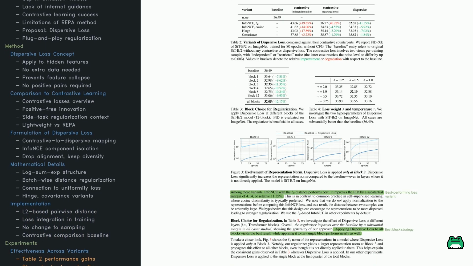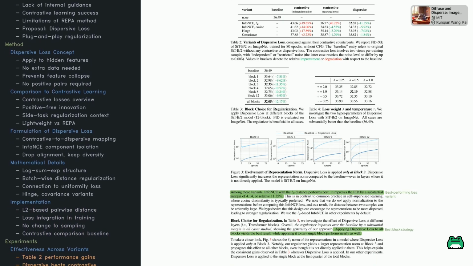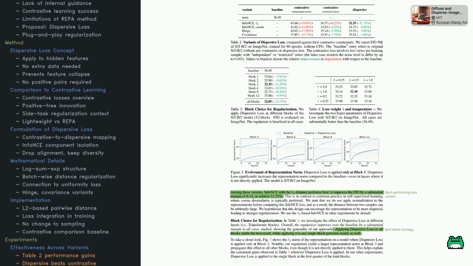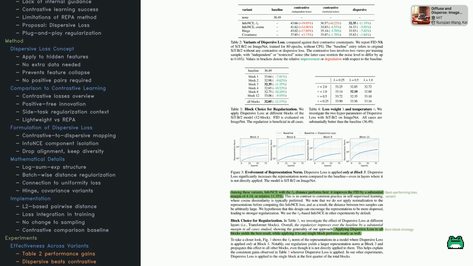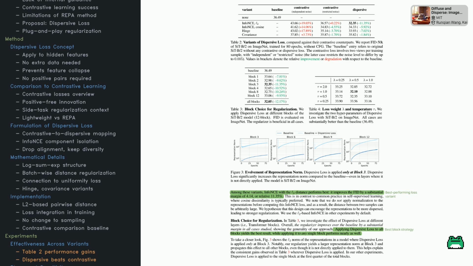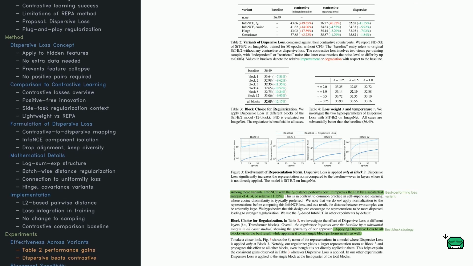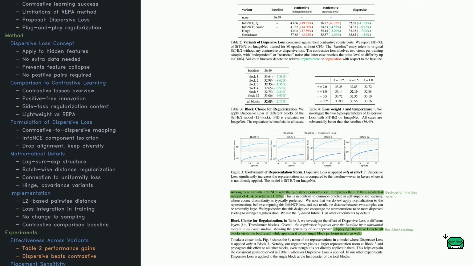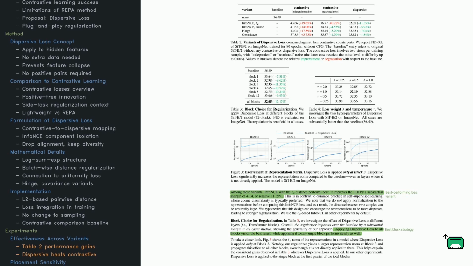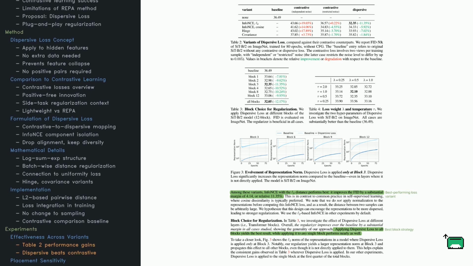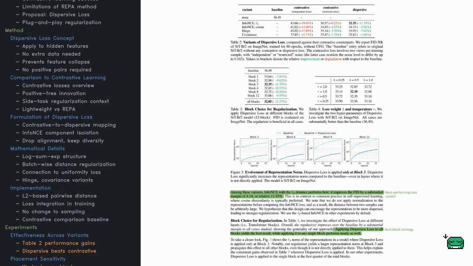This section dives into the details of where and how to apply dispersive loss. Let's start by revisiting Table 2. It compares different versions of the loss: contrastive, with both independent and restricted noise, and dispersive. The clear winner? Dispersive loss, especially when combined with L2 distance. It cuts the FID score by more than 11%.